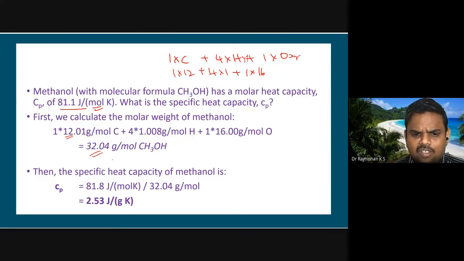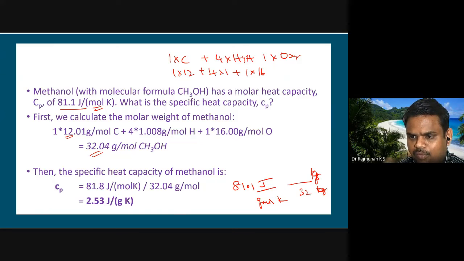So once we have the molecular weight, this data is given in joules per mole Kelvin. So 81.1 joules per gram mole Kelvin. When we are dividing by molecular weight, that is 32 kg per kg mole, gram per gram mole, gram mole will get cancelled, so we'll get 81.1 divided by 32, which is 2.53 joules per gram Kelvin. It is equivalent to 2.53 kilojoule per kg Kelvin. Okay.